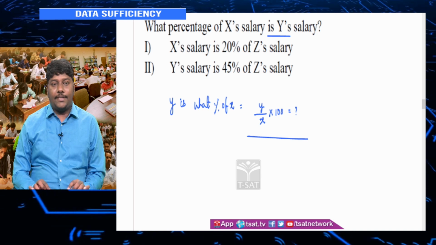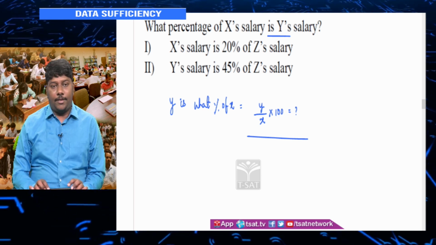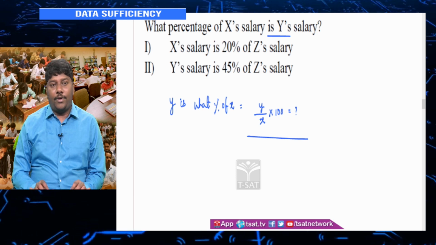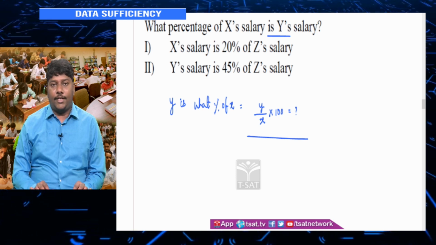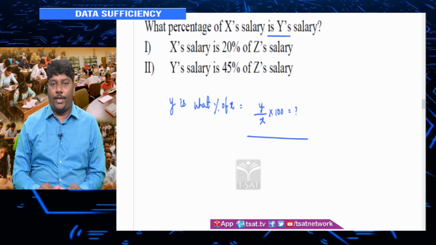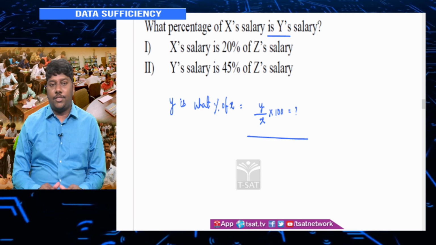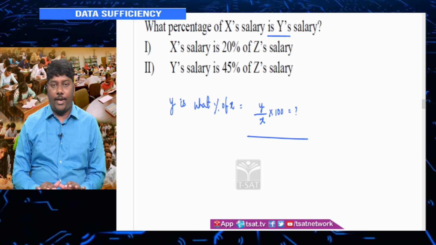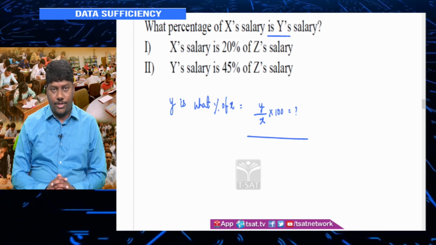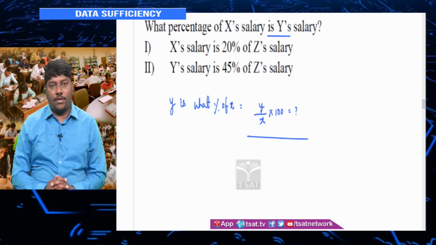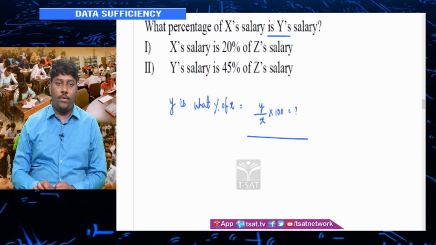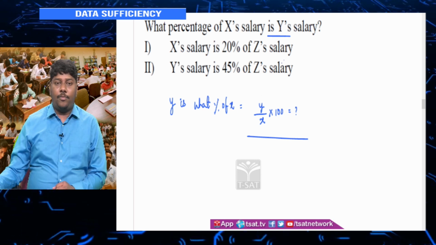Now see, X salary is 20% of Z salary. Y salary is 45% of Z salary. In statement 1, the relation is given between X and Z, there is no Y mentioned, so you cannot find out. Statement 2 is only about Y and Z, so there is no X mentioned, so you cannot find out. So statement 1 is not sufficient, statement 2 is also not sufficient, but when you combine them, definitely it is sufficient. How? I don't need to actually find out, but let's see here.